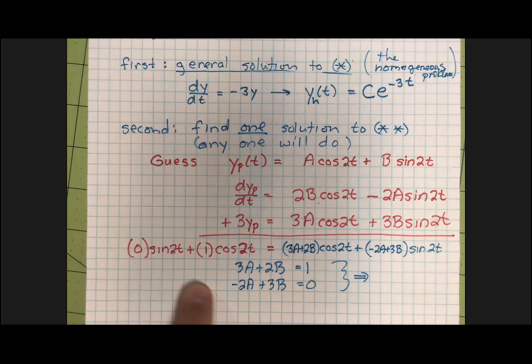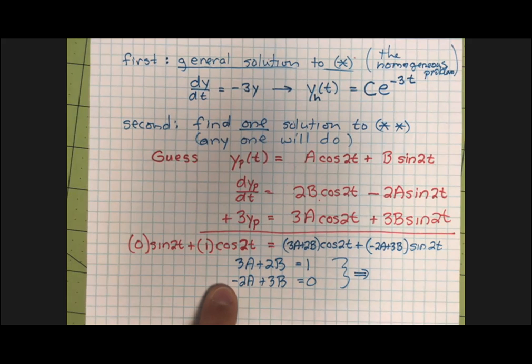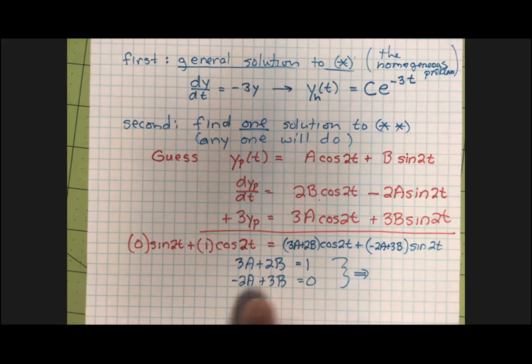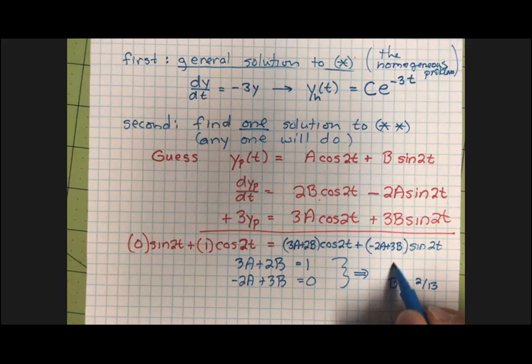Me, I would multiply the first equation by 2 and the second equation by 3. That would add these two equations, kill the a's. Then I'd have 4 b's and 9 b's, 13 b's. 2 times 1 is 2. So I'd have b is 2 over 13. And then I put that back in there. This is 4 over 13, 13 over 13, shift to the other side. 9 over 13 divided by 3, 3 over 13.